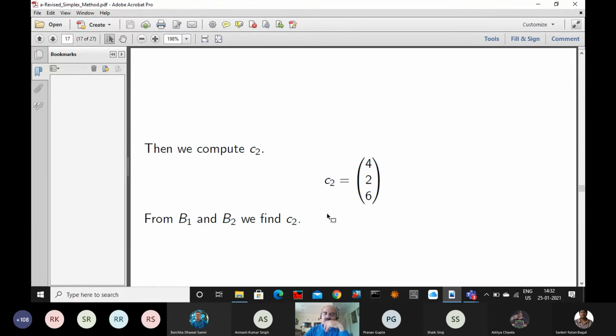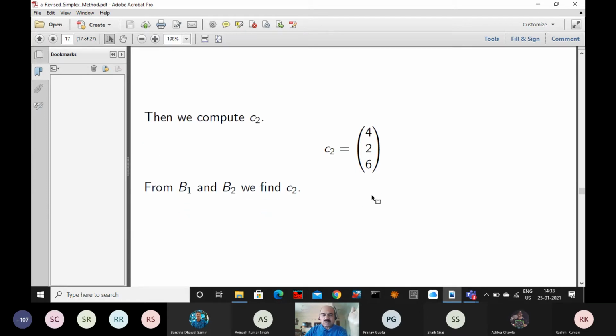Now, what is your second column? 4 2 6. This column must be multiplied with whom? From the left side, the inverse matrix, whatever we have got. What is the inverse matrix? B1 inverse. B1 inverse is E1. Okay, B1 inverse equal to E1. So now we multiply E1 with C2.